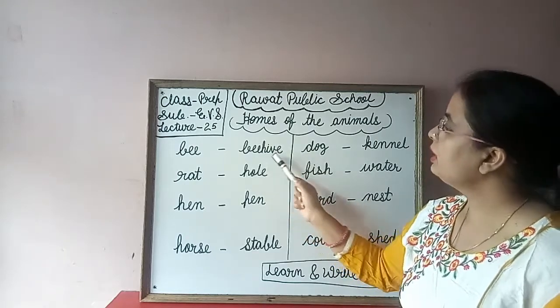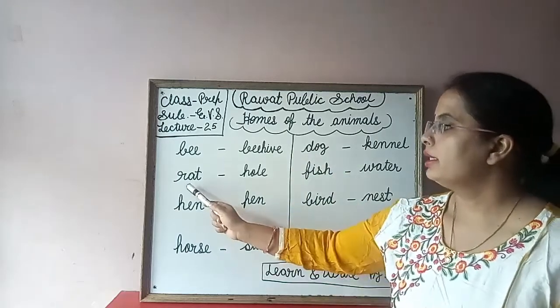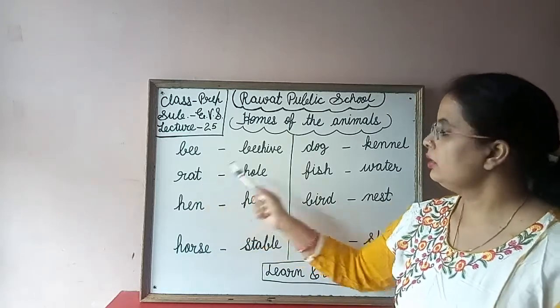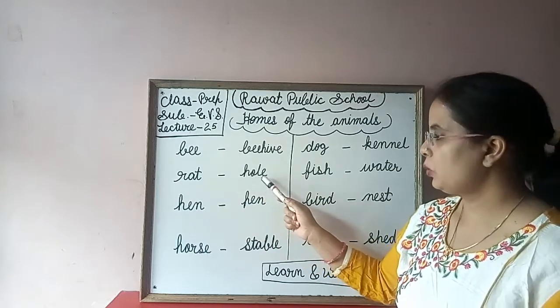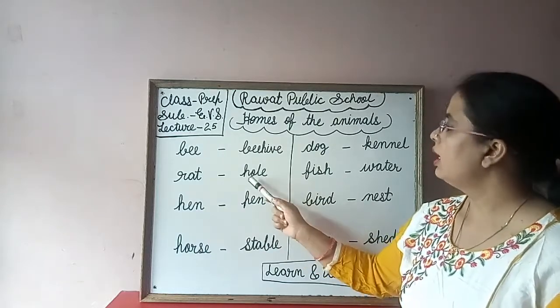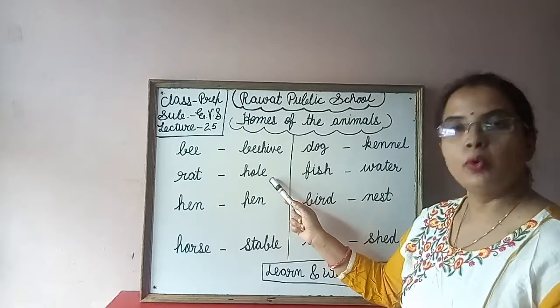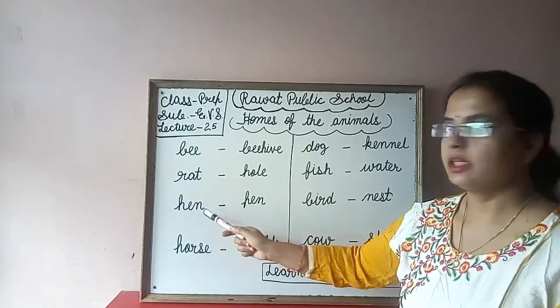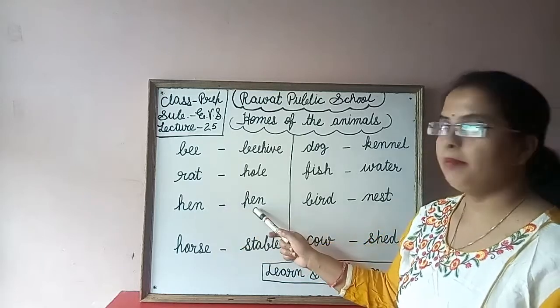Beehive. Okay. Rat. Rat lives in hole. Hole. Hen. Hen lives in pen.